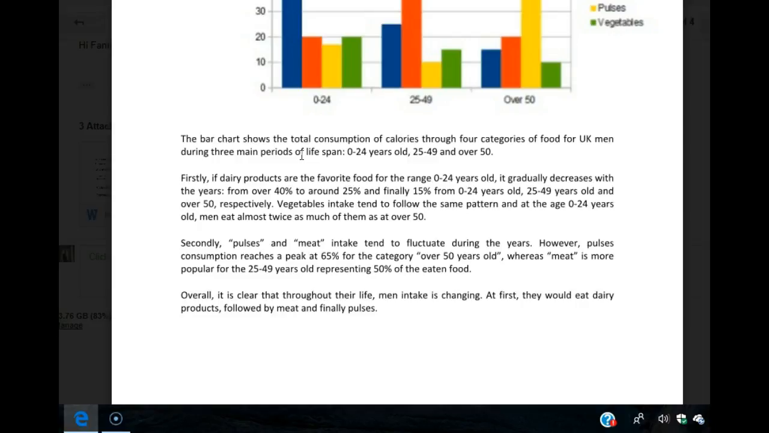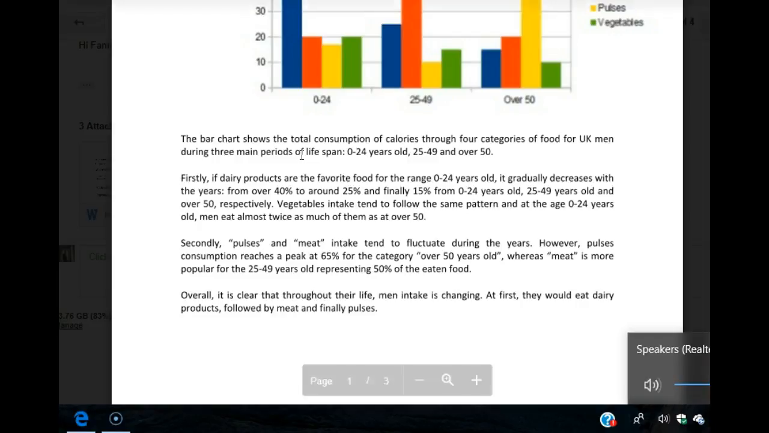Okay, vegetable intake, because vegetable here is your adjective. Vegetable intake tends, with an S, to follow the same pattern, and at the ages of 0 to 24, men eat almost twice as much of them as at over 50. Okay, this is perfect. So this is exactly the kind of vocabulary you need to use, this vocabulary of comparison. Eat almost twice as much at, eat double the amount of, and so forth and so forth. Okay? All right, so moving on.